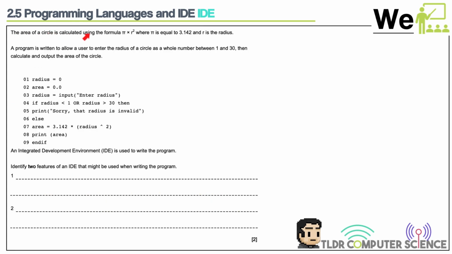The area of a circle is calculated using this formula, pi r squared, and we've seen this in an earlier question. In this one here, it's just giving you the scenario, which was actually another question, but it's asking here, what are two features of an IDE that might be used when writing the program? I might just put a list of all the acceptable things you could include, and then you can be furnished with a full list of what sort of facilities an IDE makes available for you.